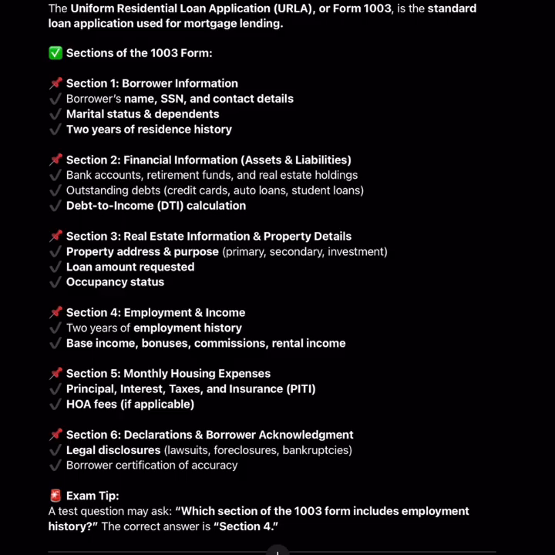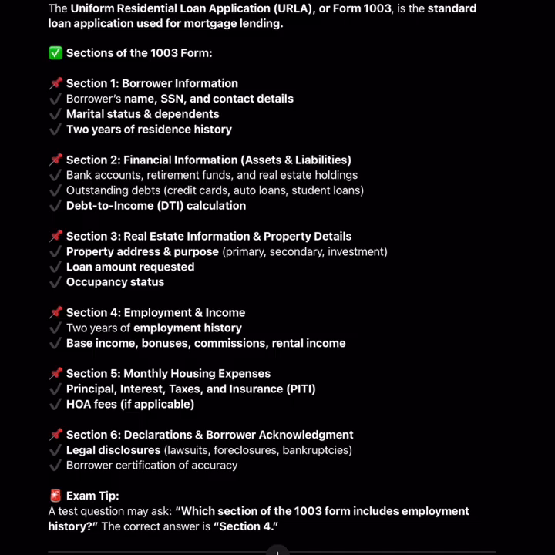Debt-to-income, DTI, calculation. Section 3, real estate information and property details: property address and purpose, primary, secondary, investment, loan amount requested, occupancy status. Section 4, employment and income: 2 years of employment history, base income, bonuses, commissions, rental income. Section 5, monthly housing expenses: principal, interest, taxes, and insurance, HOA fees, if applicable. Section 6, declarations and borrower acknowledgement: legal disclosures, lawsuits, foreclosures, bankruptcies.